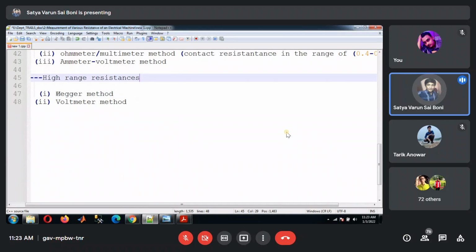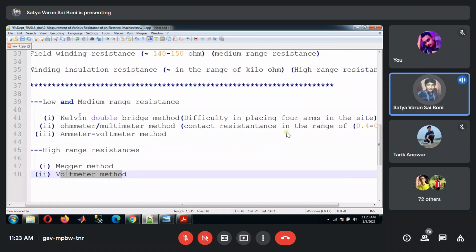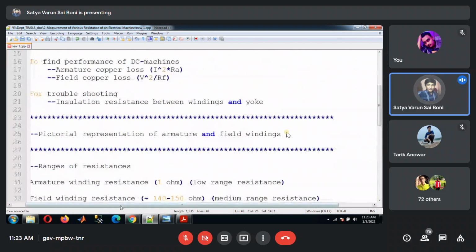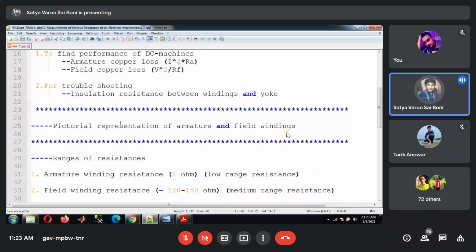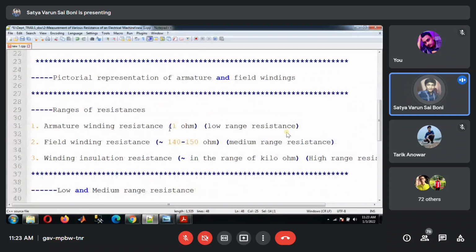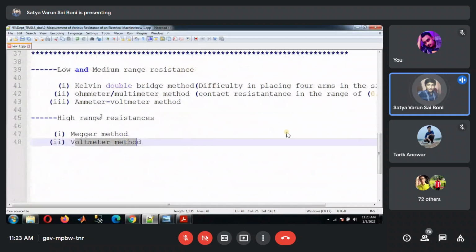Coming to the high range resistances, there are two methods: the Megger method and the voltmeter method. Both methods we use for high range resistance measurement. So this is the whole thing: what the resistances in the DC machine are, why we are measuring those, what the pictorial representation is in real time, and what different methods we use to find those resistances. This is the brief introduction of what we are doing in the lab.